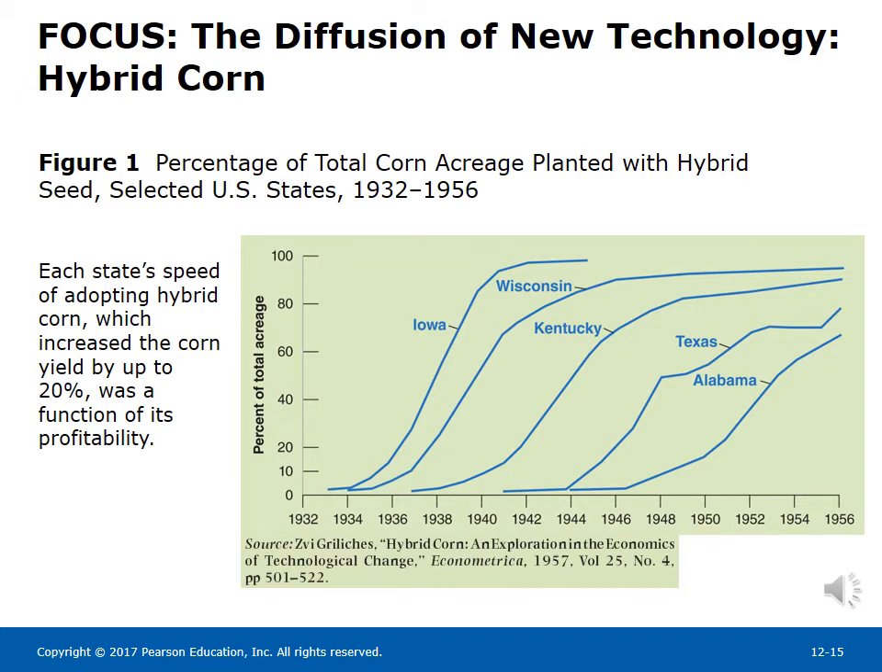Focus: the diffusion of new technology, hybrid corn. Technological progress depends on how quickly new technologies are adopted in the economy. Figure 1 shows percentage of total corn acreage planted with hybrid seed, selected U.S. states, 1932 to 1956. Each state's speed of adopting hybrid corn, which increased the corn yield up to 20%, was a function of its profitability. Iowa was the first state to adopt hybrid corn, and the new technology diffused quickly. Other states adopted the new technology much later, and the rate of diffusion was slower.